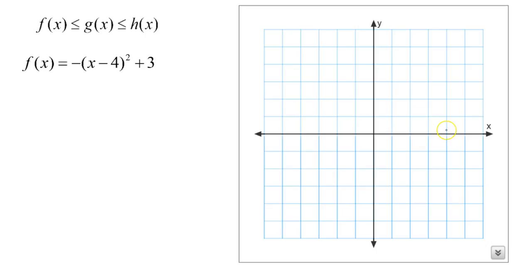So let's take a look at this. I want to make this red. 1, 2, 3, 4, and up 1, 2, 3. Okay, so I should have a point right there.